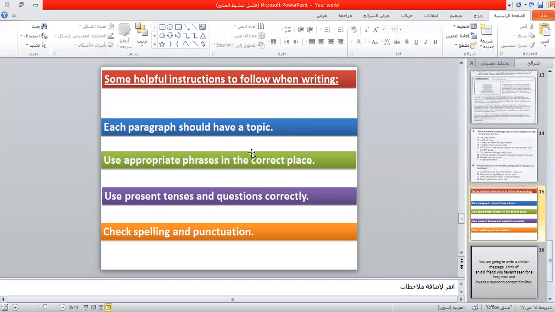For example, each paragraph should have a topic. I will go back to the message and show them that each paragraph has a different topic, so they will recognize what the meaning of this instruction is, and they will try to apply it in their writing later on. And then we will go through the rest of these instructions. Each one I will explain and give them some examples about it.